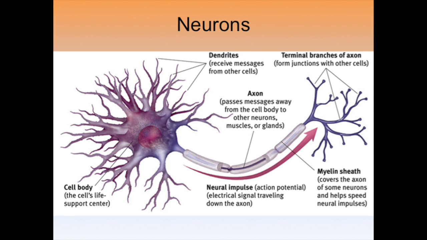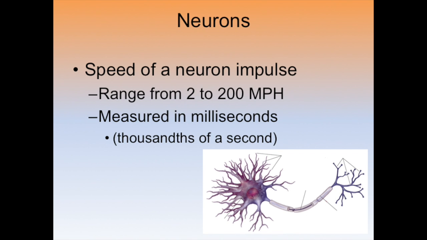This is a diagram of a neuron, and we will go over this in class in great detail, just to make sure you understand the different parts. As you can see here, the speed of a neuron impulse can range from 2 to 200 miles per hour, and it's measured in milliseconds.